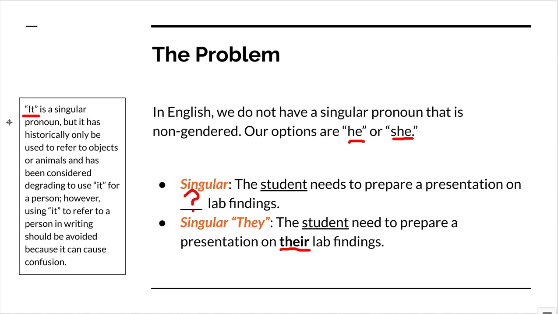However, there are some in the LGBTQ community who do prefer that people use the pronoun it when referring to them. So on an individual basis, this may be okay, but generally when writing for the public, I would say still stay away from using it. You don't want to be accused of being degrading to a person.